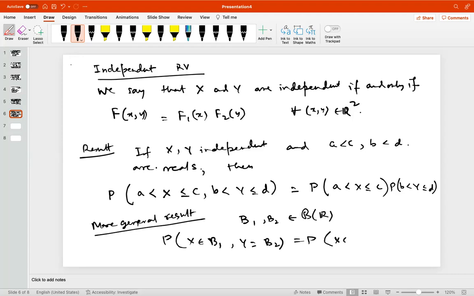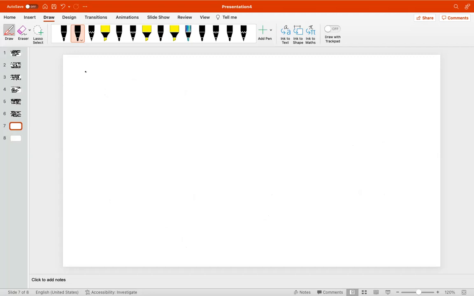Actually, they all are equivalent. If you can assume one, you can prove the other. If you can assume it is true for the interval, then you can prove it is true for any Borel set. So these are left as an exercise, and now for the density function, you can go with the density function.